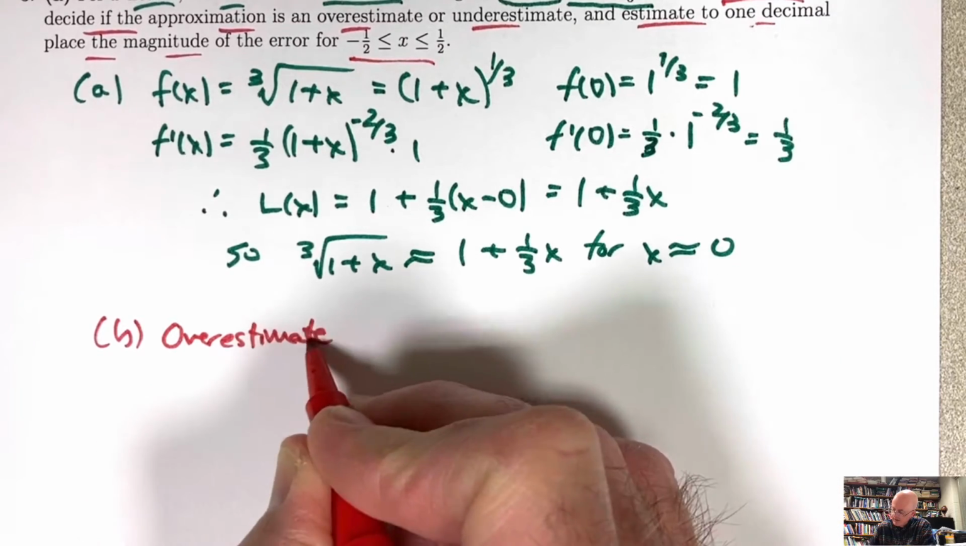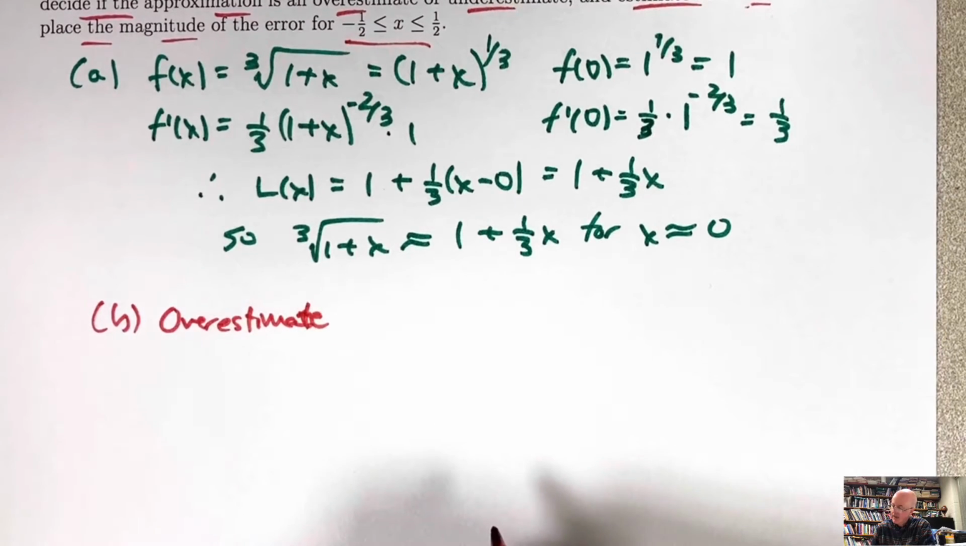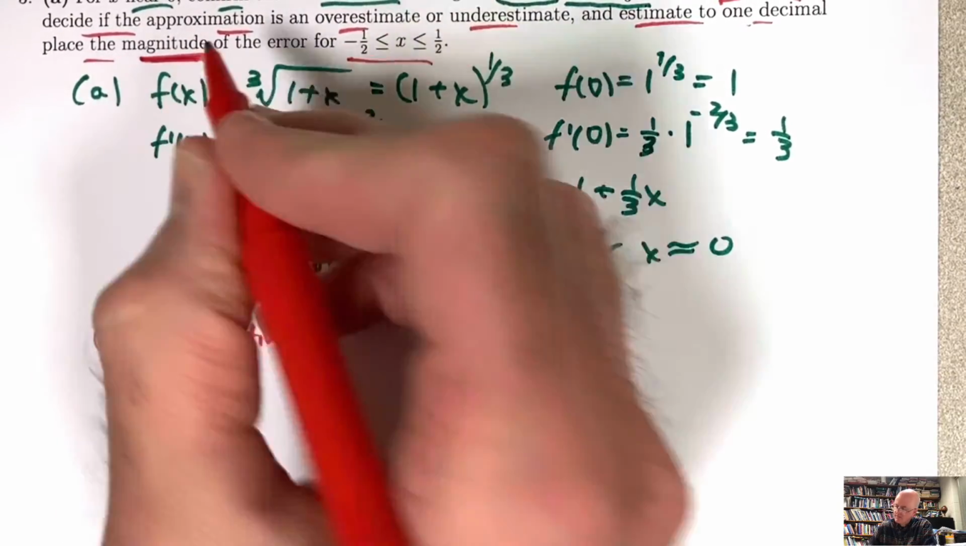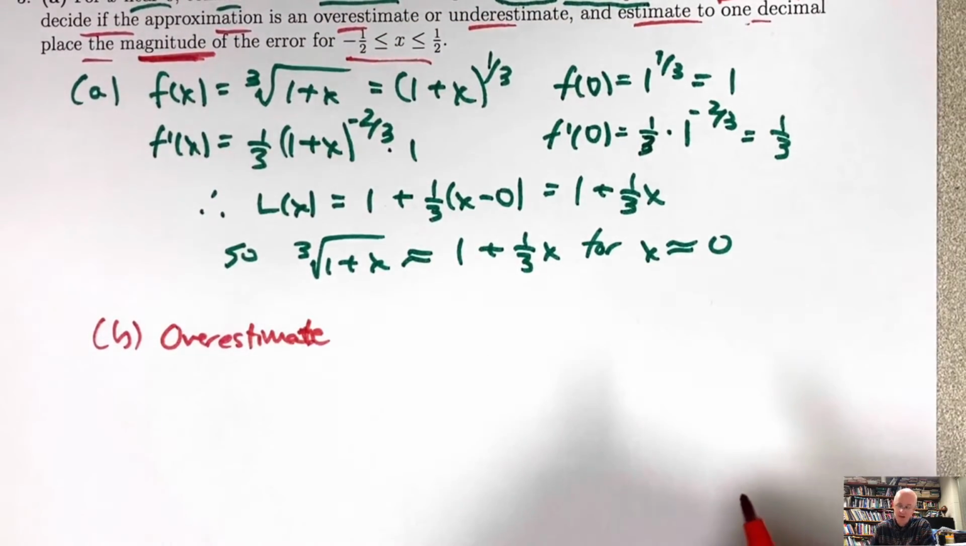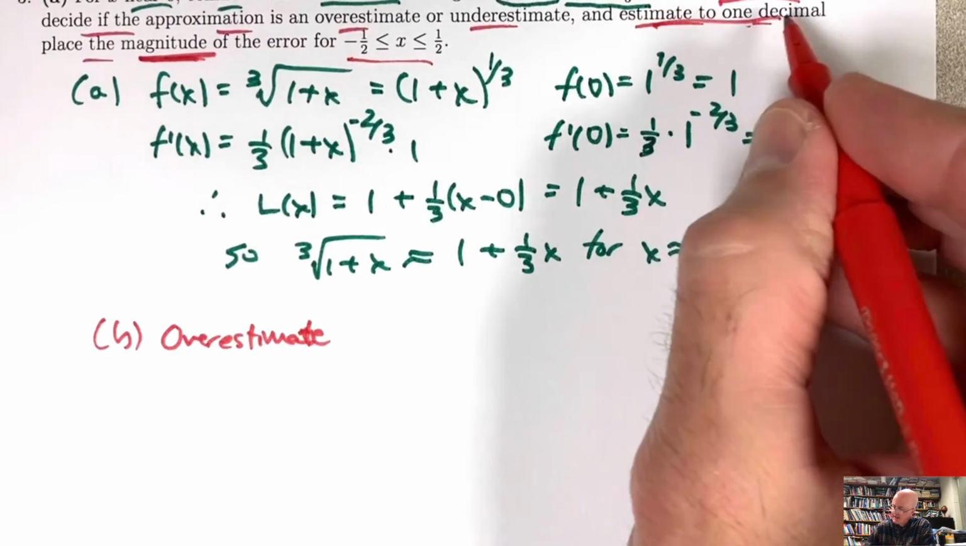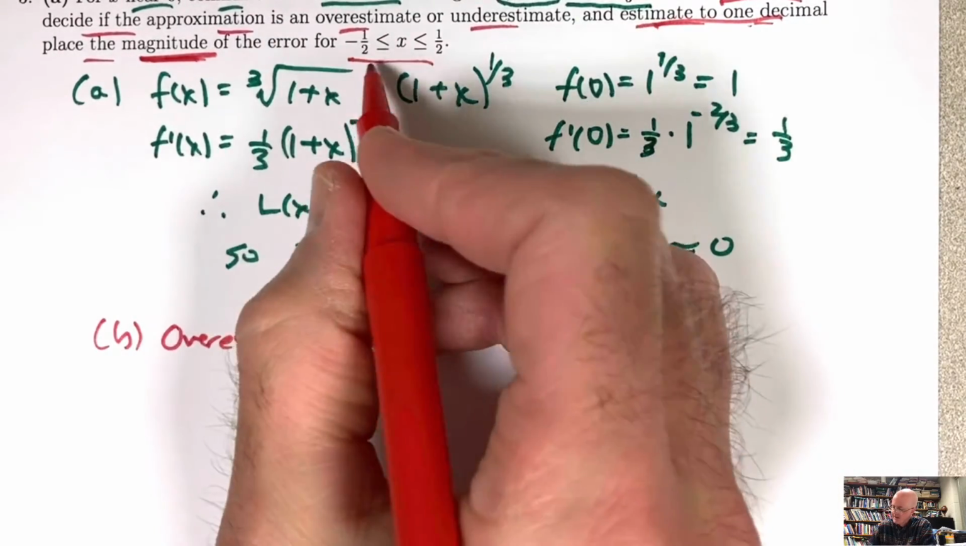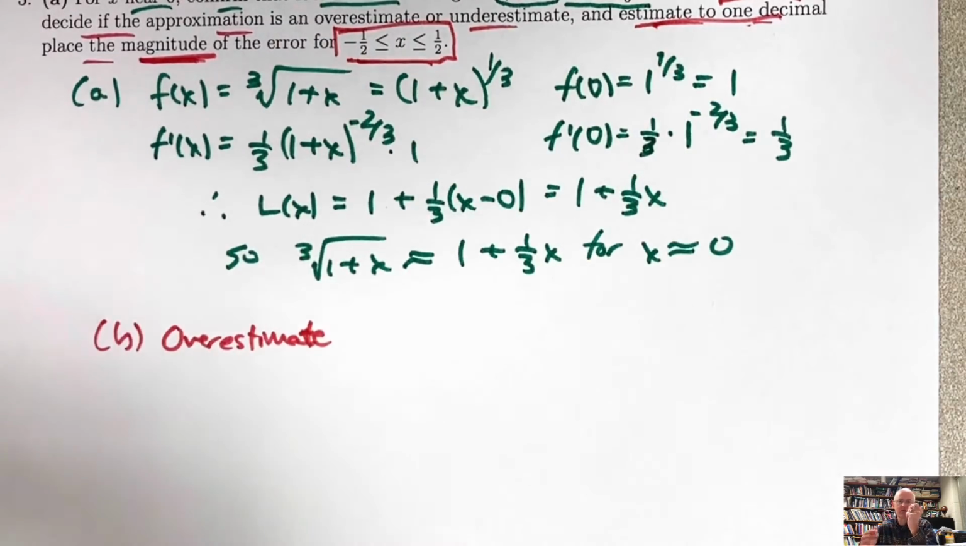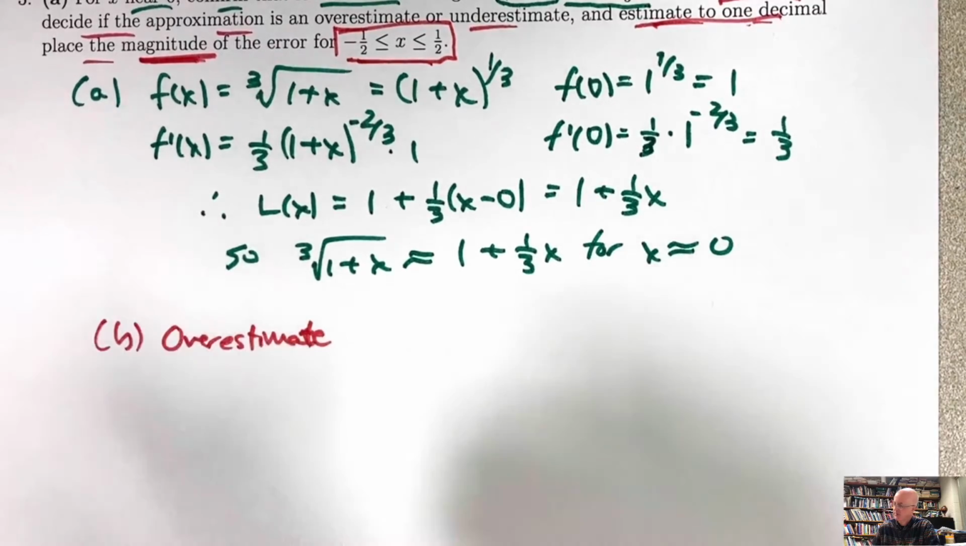Technically, the errors themselves are negative. However, we're after the magnitude of the error, so we take the absolute value of that. And we're estimating it to 1 decimal place. Now, it's over an entire interval. The error itself and the magnitude of the error will change depending on what x is. We're trying to find where the error is biggest in absolute value.